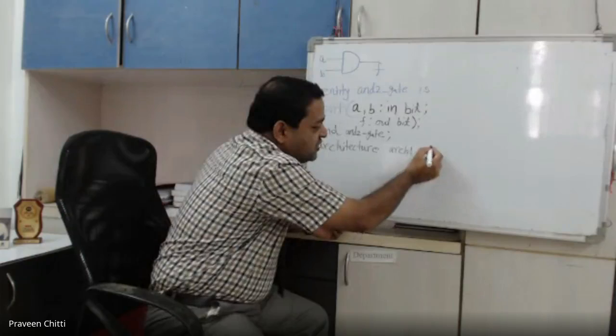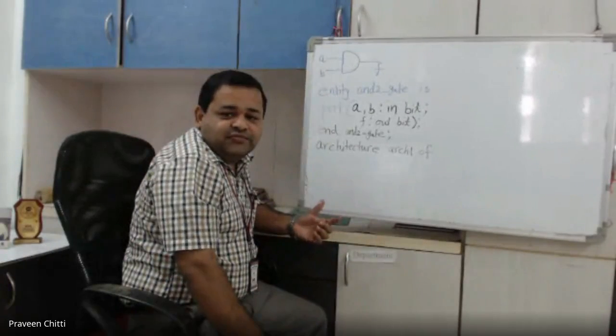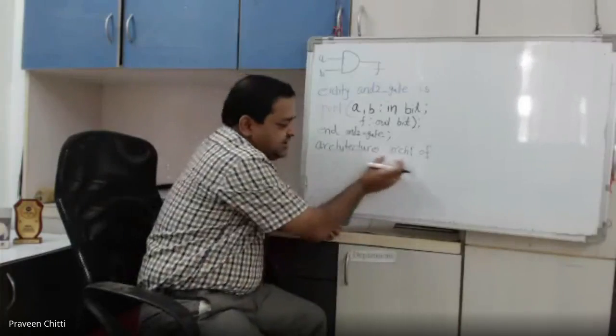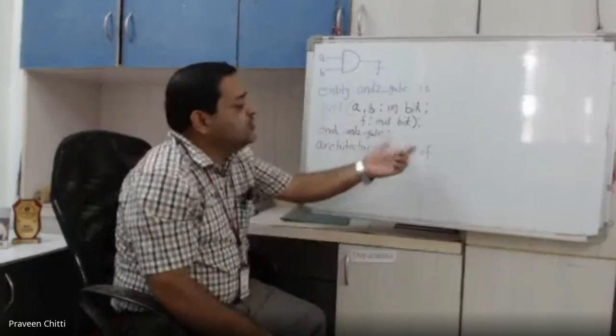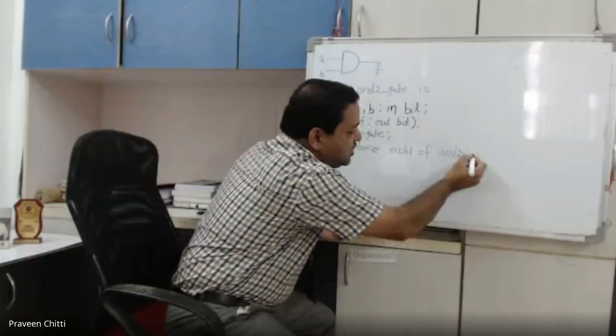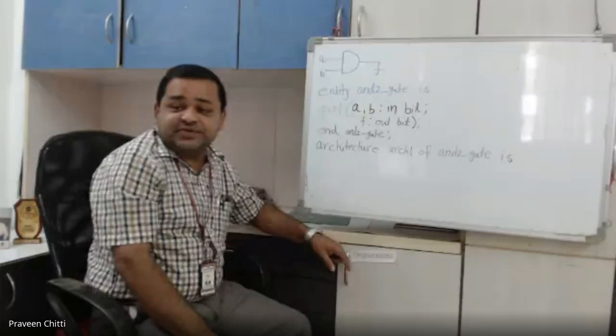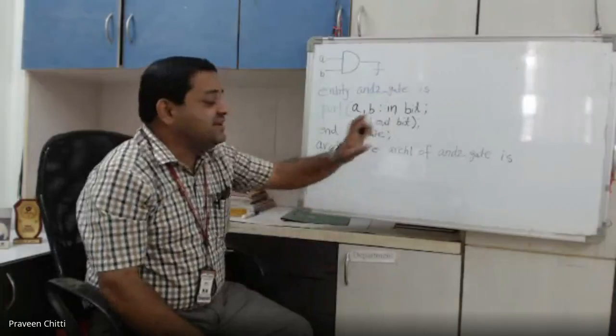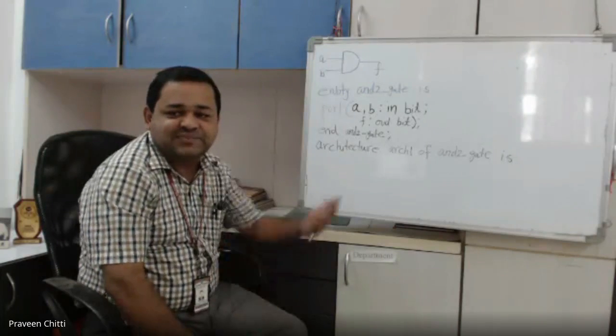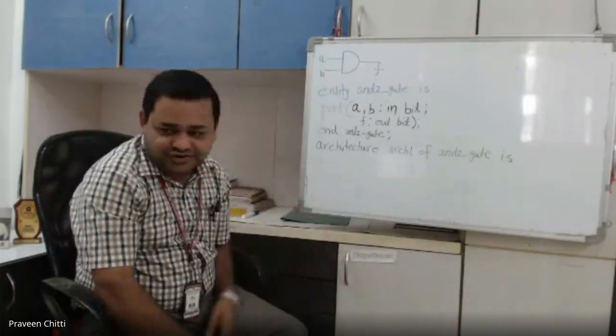ARCH1 of what? For whom are you writing this architecture? Some name I have given; any name you can give. You can put your own name also there. So architecture ARCH1 of and_gate, then the keyword is. Not a semicolon. If you put a semicolon there, it is like ending the architecture there itself. Like in C programming, if you put a semicolon at the beginning of the for loop itself, it will be terminated there. Same thing here, so you should not put the semicolon.